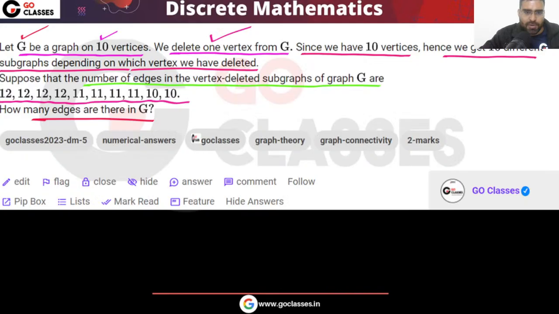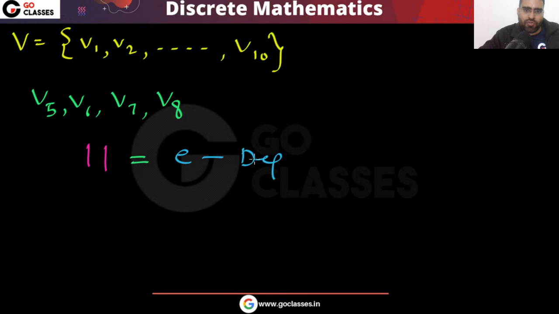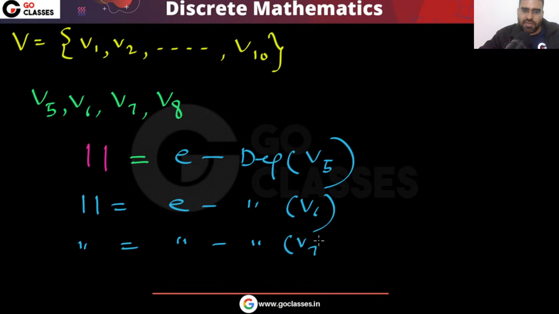What about the rest? For example, what about V5, V6, V7, V8? You can say that 11 edges are remaining, because if you delete them, then 11 edges remain. So this 11 will be equal to E minus the degree of these vertices. For example, V5. Similarly, 11 will be E minus degree of V6, 11 for V7, and 11 for V8.